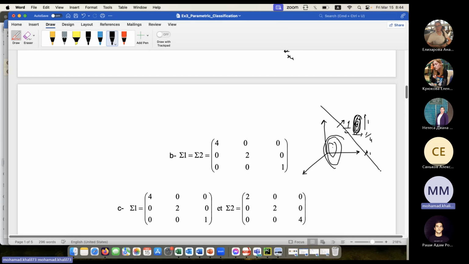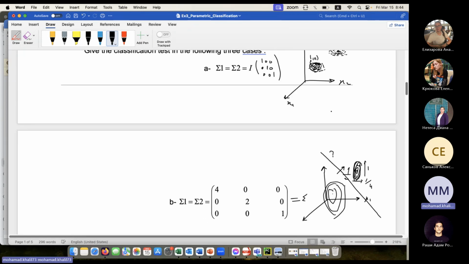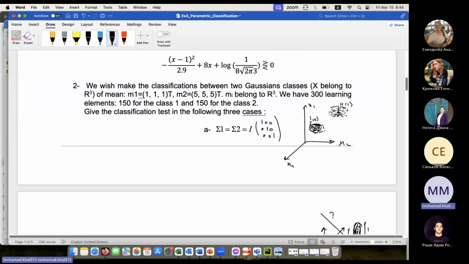So we have to find the line or the plane, as we have seen in class. If sigma 1 equals sigma 2 equals sigma, the interface is linear, it is a line. Today we have to find the equation of the line. And here, if the two are identical, the interface is also a line. So the aim today is to find the equation of this line also.